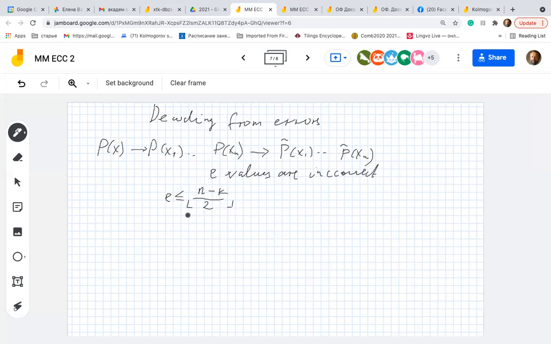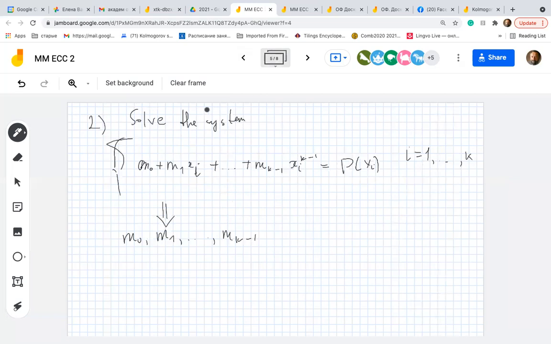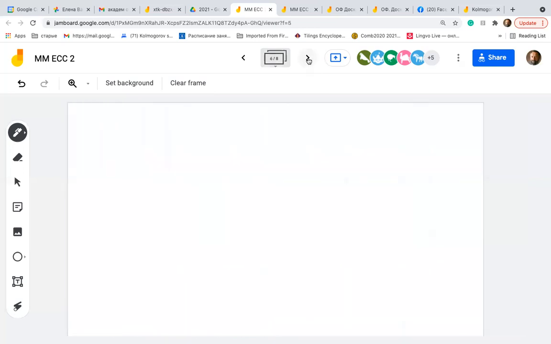Now our goal is to recover the coefficients of our polynomial. How do we do that? We will do it in 2 steps. On the first step, we will solve a system of linear equations, and now I will explain which one. So we will use some generalization of the second method to recover the coefficients. So we will solve a system of linear equations.